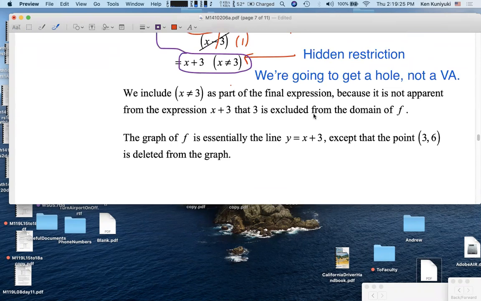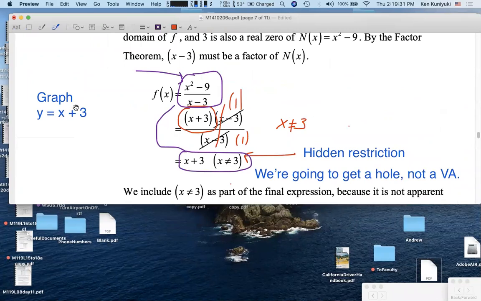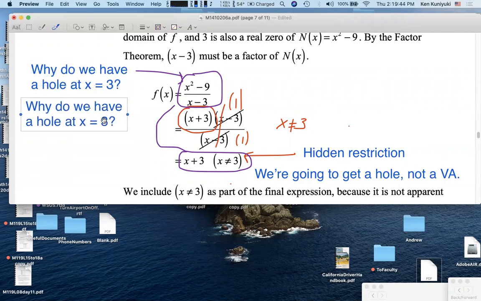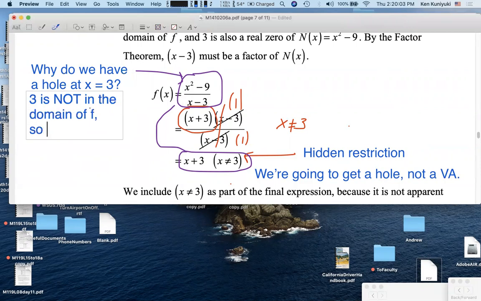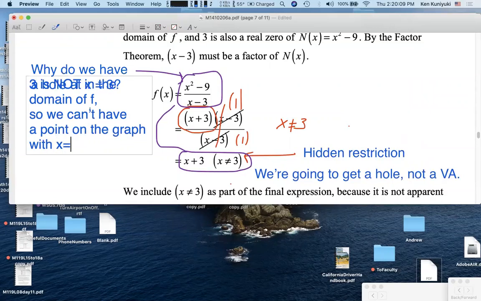All right, now why do we have a hole? Well, good question. Why do we have a hole at x equals 3? Okay. First of all, why do we have a hole and not a point? Because 3 is not in the what of this function. 3 is not in the domain of the function, because x equals 3 would give us a 0 denominator. 3 is not in the domain of f, so we can't have a point on the graph with x coordinate 3.